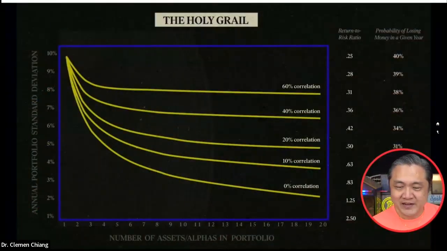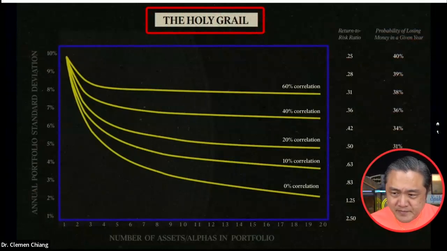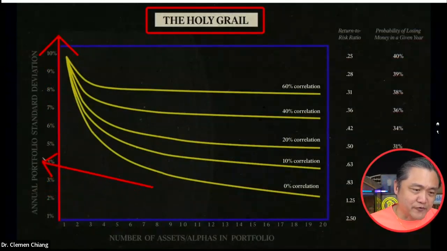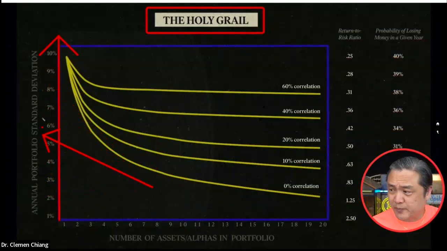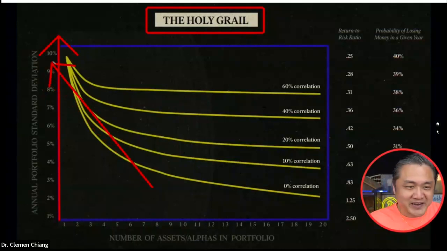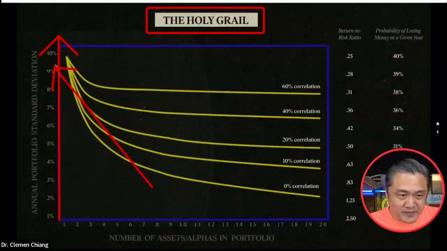Step 1, we need to understand what Ray Dalio meant by the Holy Grail. Here we go. I put a red box right up there. Then we're going to go through the y-axis, the vertical axis, first. On the vertical axis, it is telling us the annual portfolio standard deviation, the change of your portfolio, whether it will be extremely volatile, like 10% up, 10% down, 20% up, 20% down, and so on.